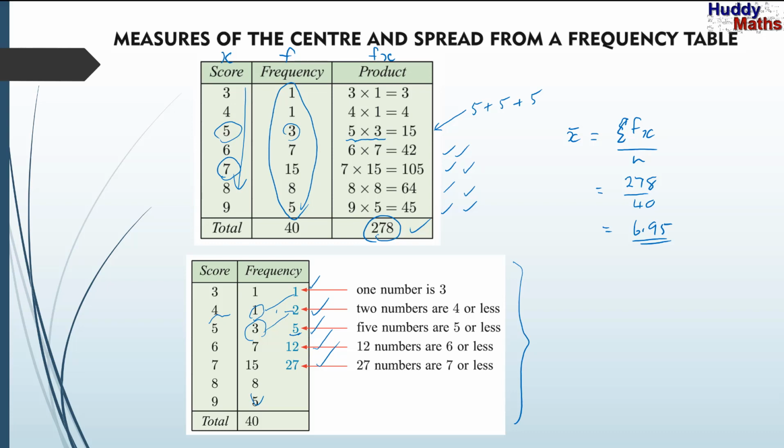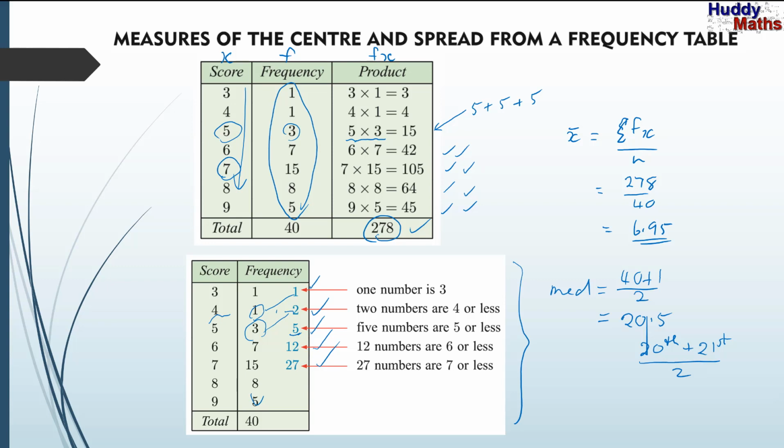Okay, so what do we want here? We've got 40 scores, so the median is the 40 plus 1 on 2. 41 on 2 is 20.5. So it's halfway between the 20th and the 21st. And we want to go here, divide by 2.